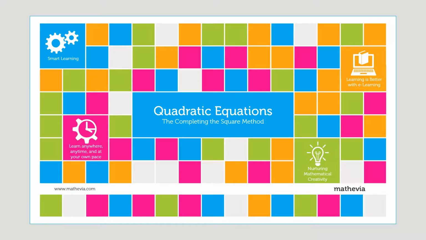In this lesson we'll be learning about quadratic equations, and under quadratic equations, we'll be learning the completing the square method. In the last lesson, we were discussing quadratic equations, and I introduced you to the factorization method. Today we'll be learning about a different method for solving quadratic equations, and that is the completing the square method.